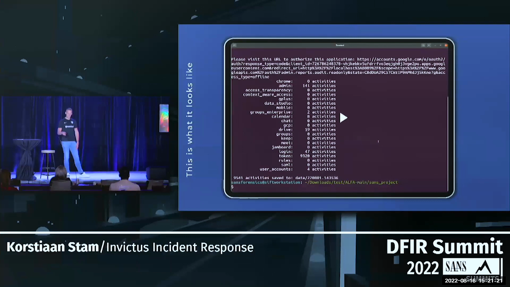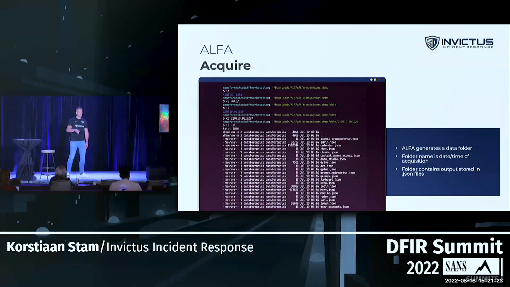So what happens next is, as I mentioned, the initialization of the project results in a data folder, and the data folder contains the acquired logs. And what Alpha does is automatically create a folder with the UTC date and time of the acquisition. So you can always go back and ask, when was this acquisition? You can just look at the folder name, and you will also never end up with duplicate entries or something.